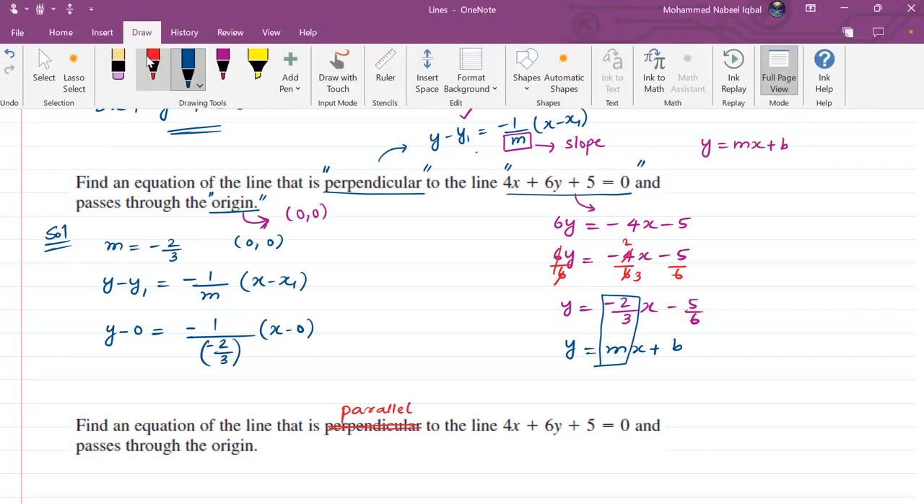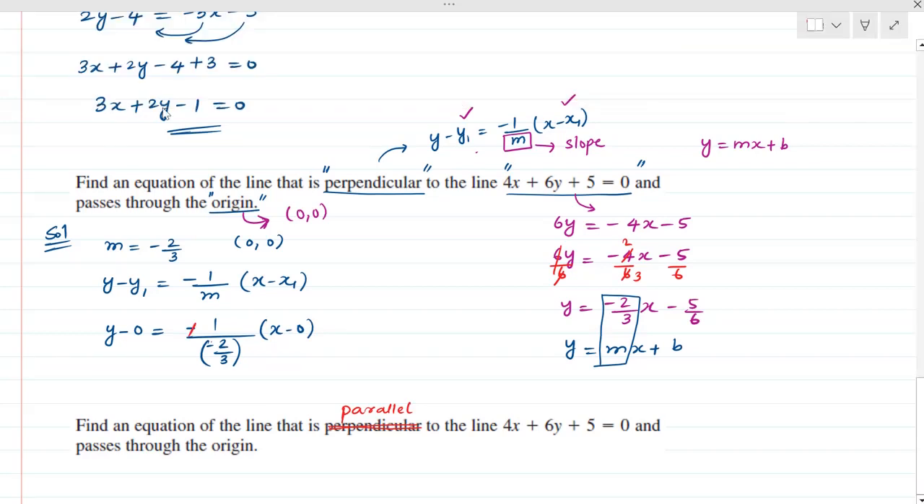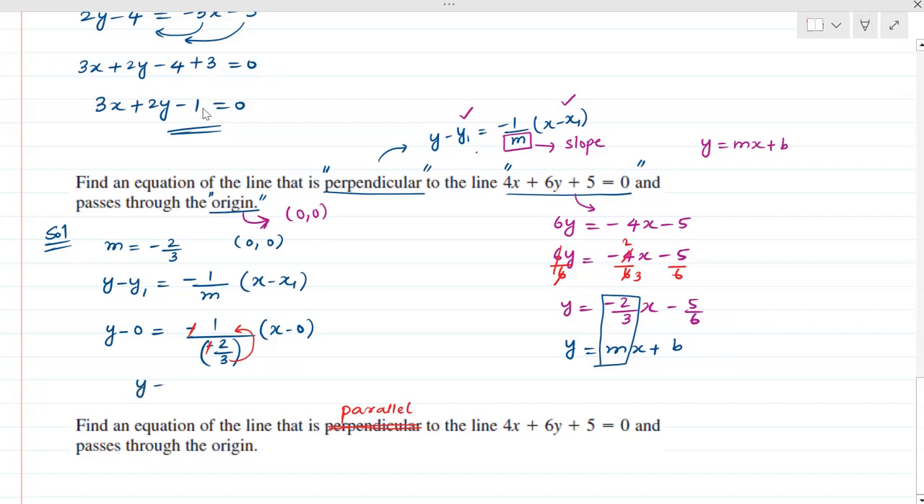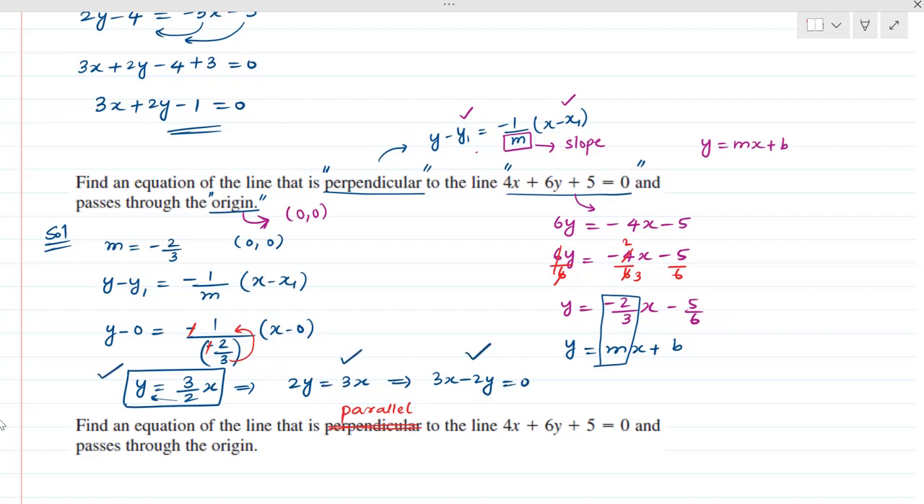Now if you simplify this part, what happened here? Minus with the minus gets cancelled. This 3 goes up. So the value will be y is equal to 3 over 2 into x. Either you can leave it here or you can cross multiply these two, and you will have the final answer. This is another format: 2y equals 3x. This is another format: I will move the y to the other side so that x is positive, 2y. So all these are correct. All the forms will be correct.